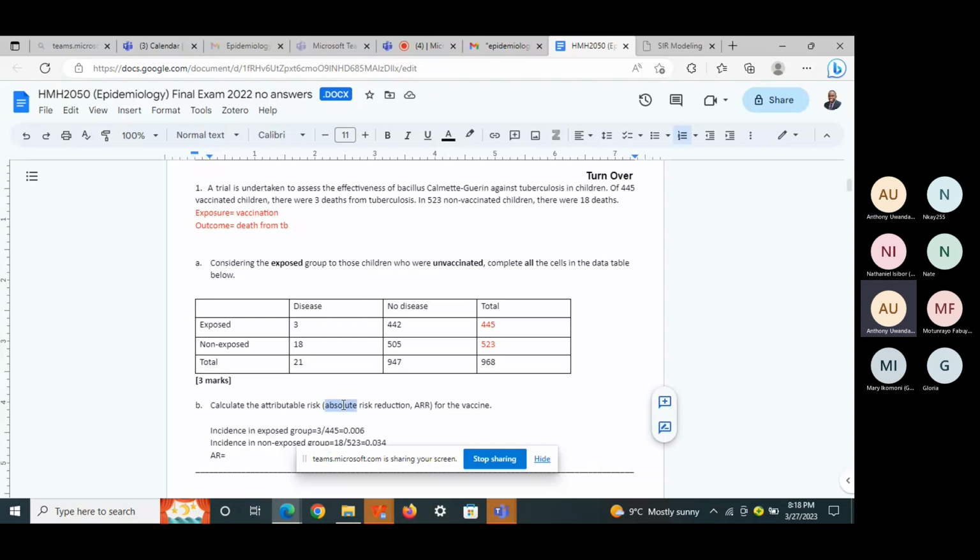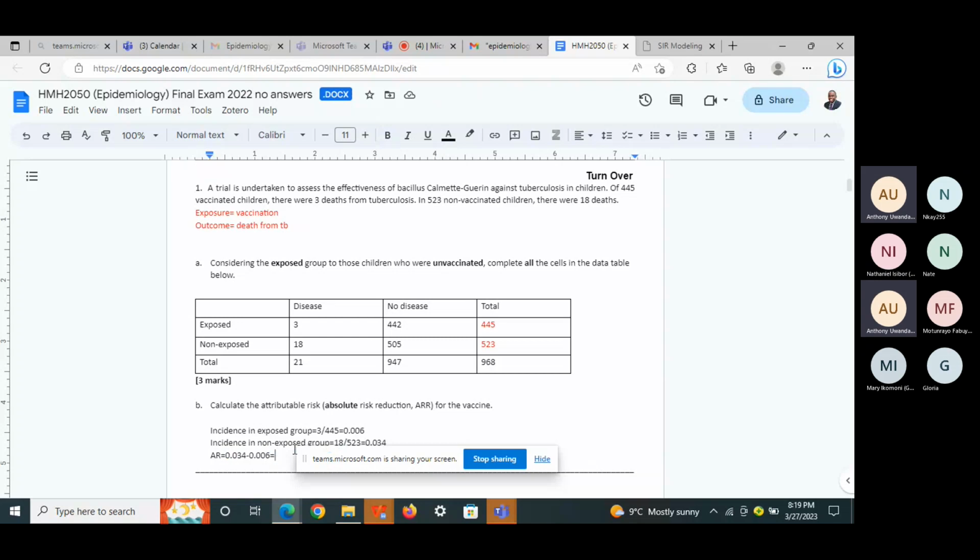Absolute, that means, when you hear the word absolute in mathematics, it tells you that it's always a positive value. In mathematics, there is a symbol that they normally use, a straight line, to represent absolute value. So whether you do the difference between the non-exposed and the exposed group, we have 0.034 minus 0.006. So that will give us what?